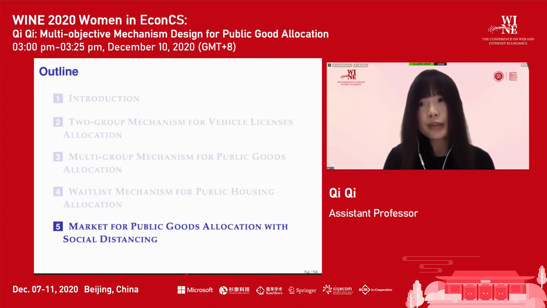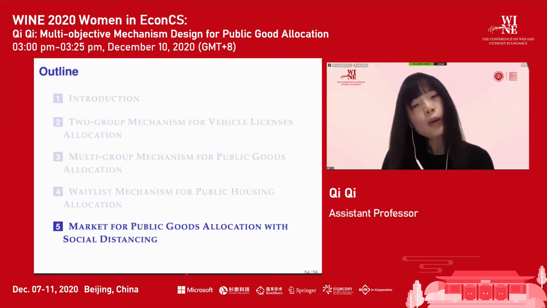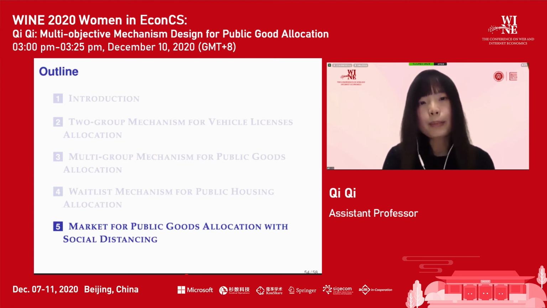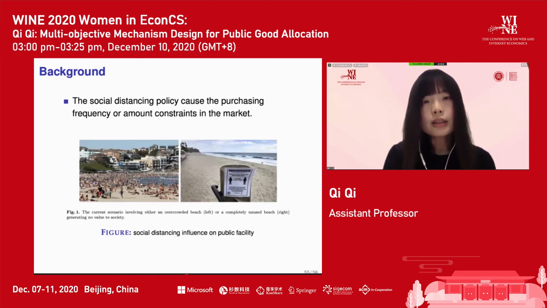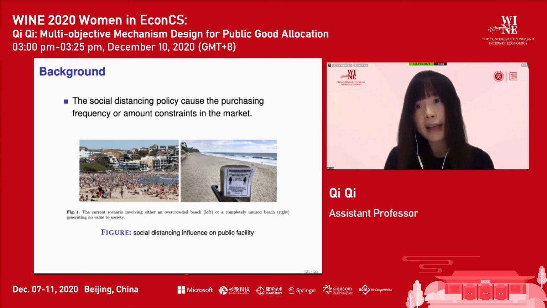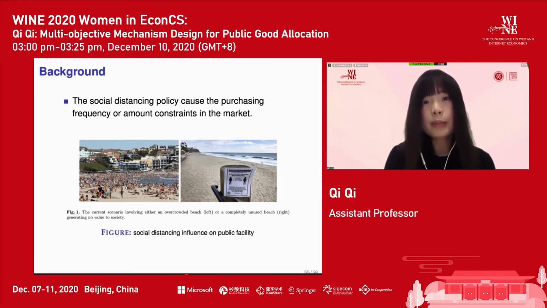Because of time, I will just introduce the main results. If you're interested, all these papers are published, so you can search. The last one is the most recent work about the market for public goods allocation with social distancing. The social distancing policy actually causes purchasing frequency or amount constraints in the market, right? Especially because of COVID-19, we have a restricted number of people who can go to a public place, for example, a public library or public beach, right? Not all people can come there at once. So now the problem is how to decide who can come.